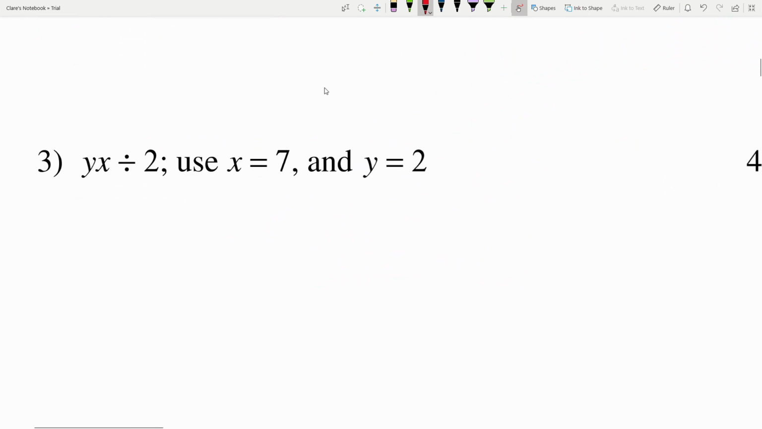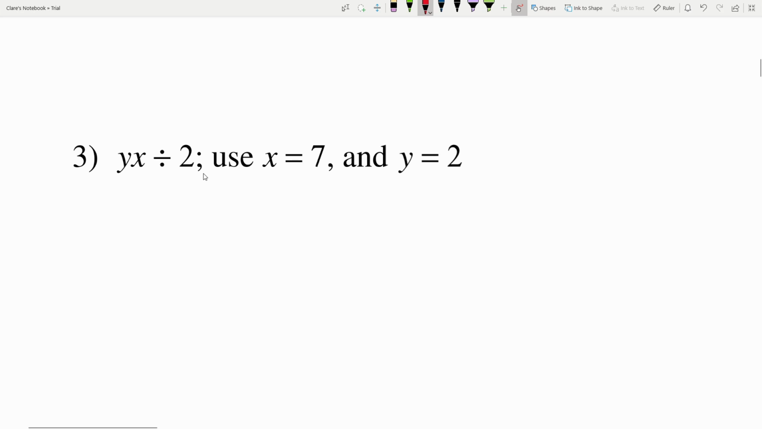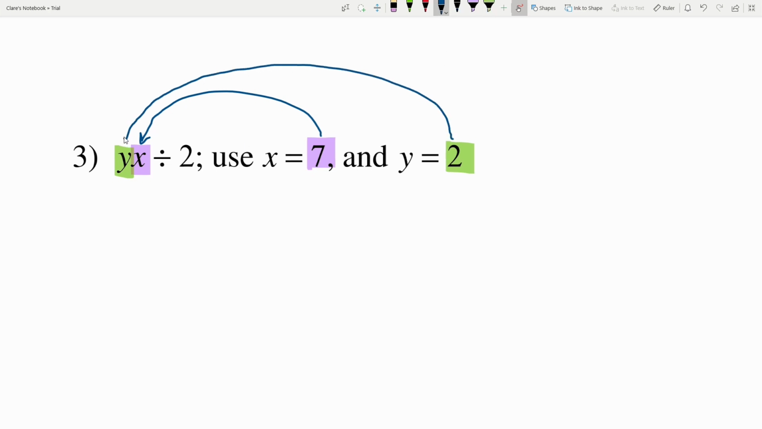In number 3, we have y times x divided by 2, and we're going to use x equal to 7 and y equal to 2. Again, everywhere we see an x, we're going to plug in 7 because x equals 7. We're going to take this 7 and plug it in for x. We also have that y equals 2, so everywhere we see a y, we're going to plug in 2. Take that 2 and plug it in for y because that's what each of those variables equals. So we'll have 2 times 7 divided by 2.